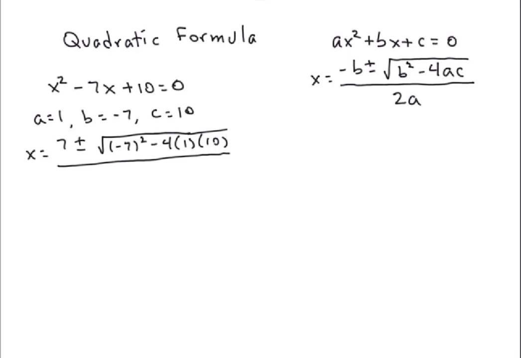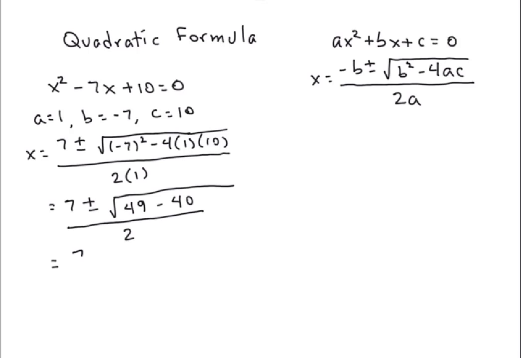divided by 2 times 1. Okay, so this is going to be 7 plus or minus square root of 49 minus 4 times 1 times 10 is 40, all over 2. So 7 plus or minus square root of 9 over 2. So 7 plus or minus 3 over 2.